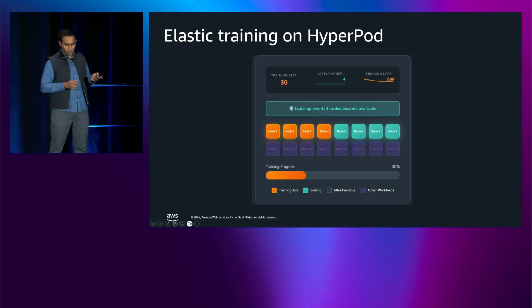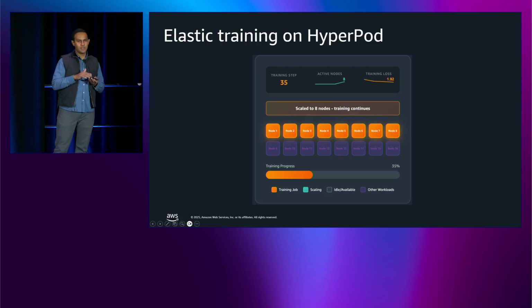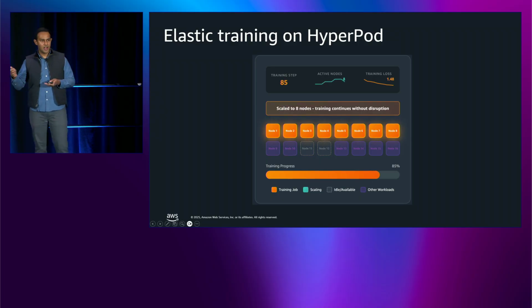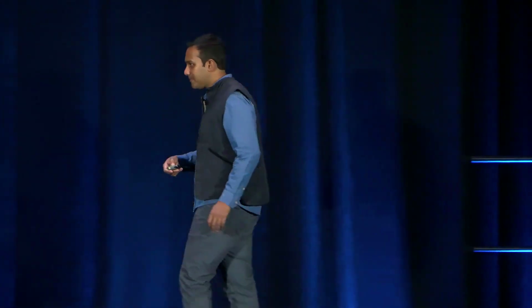What's notable to observe here is that despite the number of nodes participating in this workload fluctuating over time, the loss function continues to decrease, which is most important for training continuity. With that background, let's dive under the hood, and I invite Arun to walk us through some of these details in terms of how elastic training works. Arun, over to you.